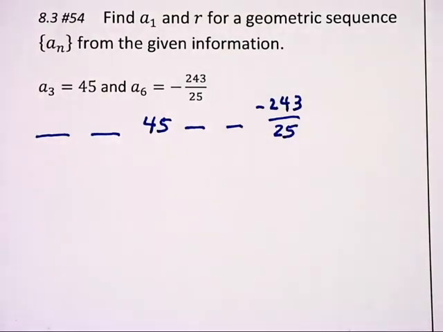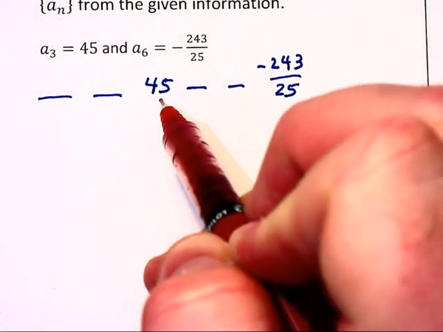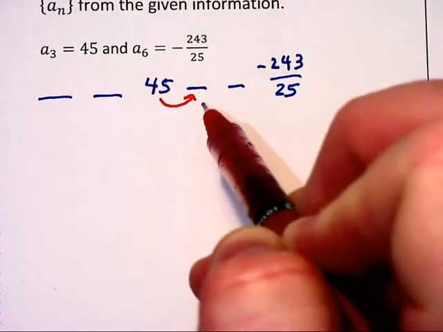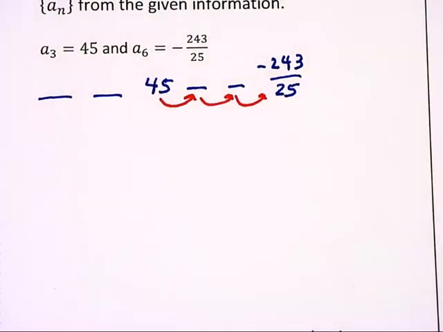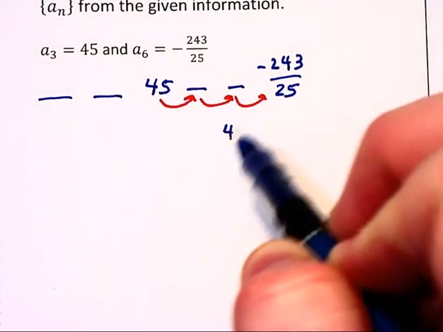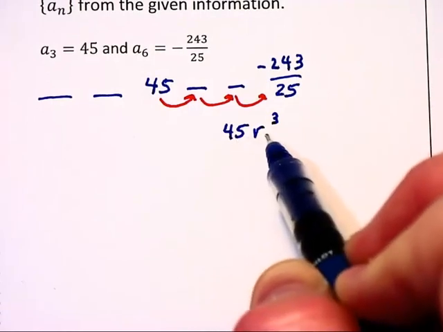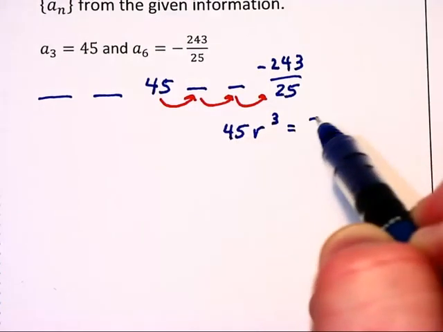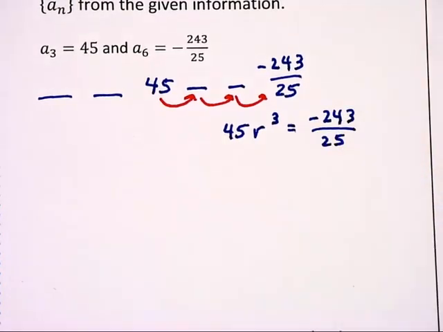Now, I'm going to kind of break out of the formula mold a little bit here and use some reasoning. If I start with 45 and multiply by r, and then r again, and then r a third time, we have the negative 243 over 25. In other words, 45 r to the third power, 45 multiplied by r 3 times, equals negative 243 over 25.